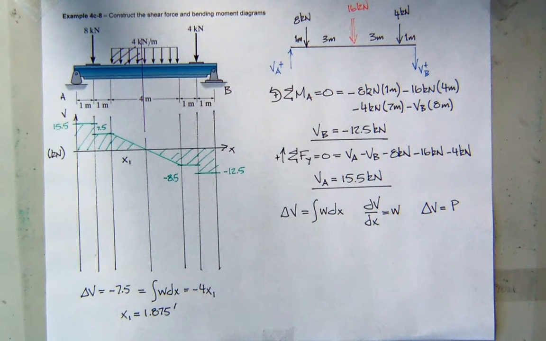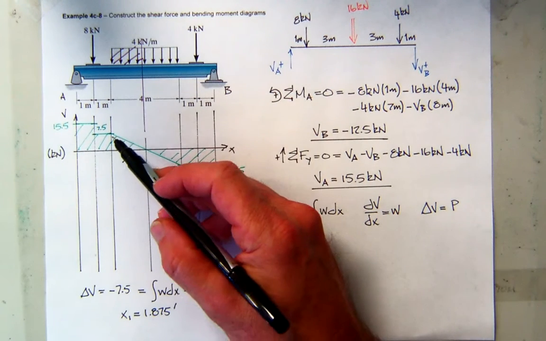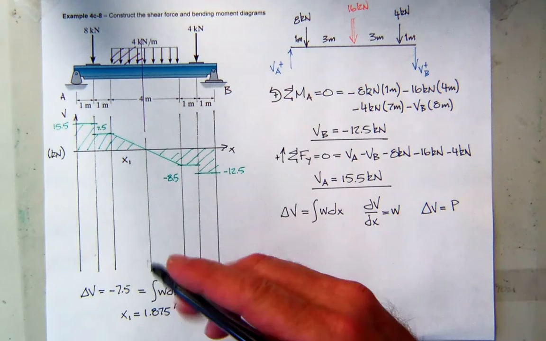Why do I need that number? It only tells me where the moment is max. I'm going to need it to find this area to find my change in moment.